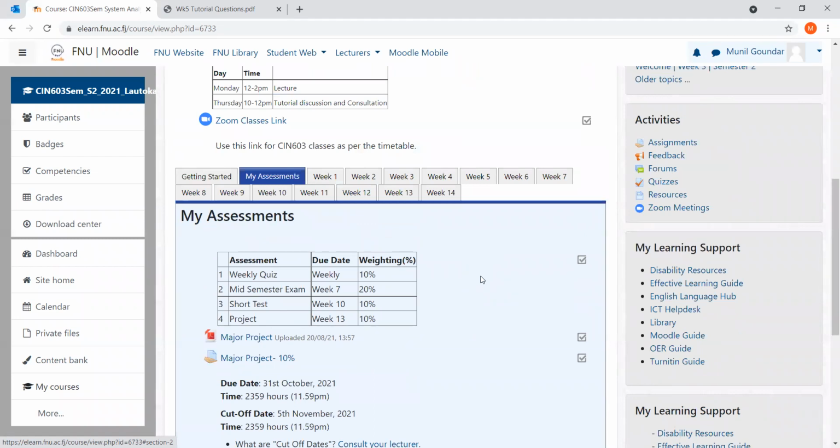Now, for your true or false, I'm thinking whether to test you on true or false or to test you on the lab aspects. So that is an option. I'm still keeping it open. Probably by next week, I'll give you a confirmation and let you know.